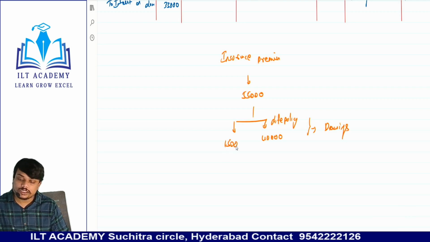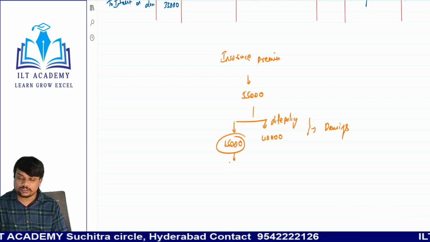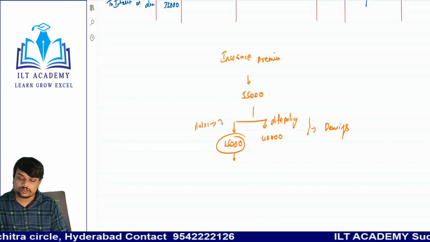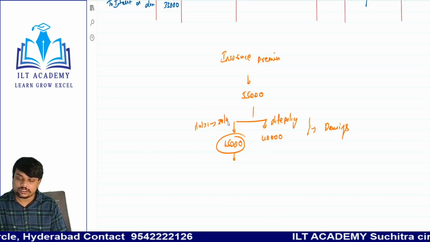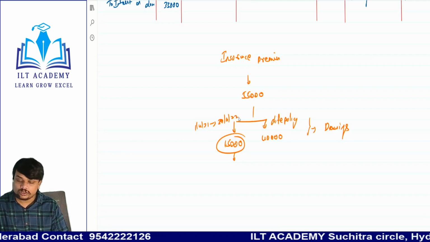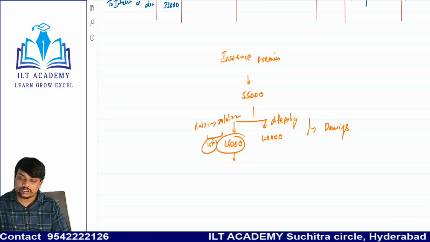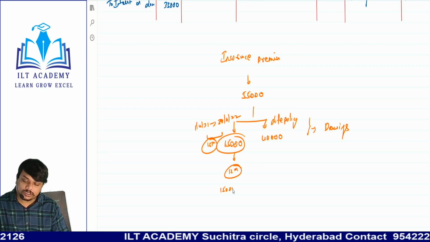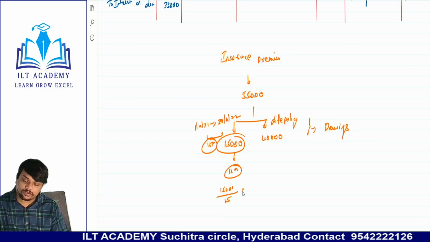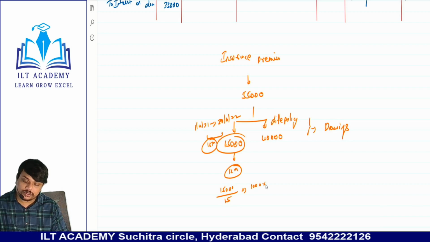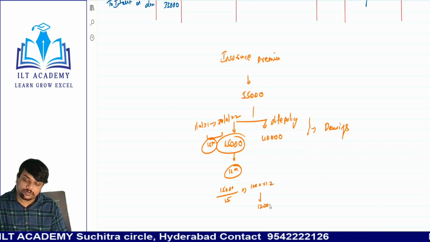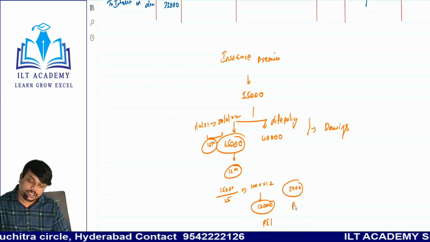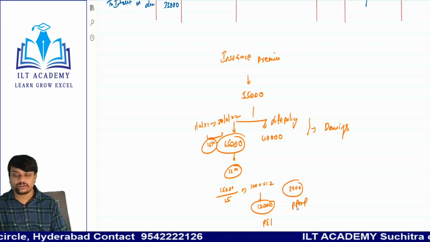Remaining 15,000 is for how many months? 1/4/2021 to 30-6-22. So this will cover 15 months. In P&L account we are accounting for only 12 months. So 15,000 divided by 15 will be what? 1,000 rupees per month. So into 12, which is 12,000, will be charged to P&L account, and remaining 3,000 is prepaid expense. That's it.